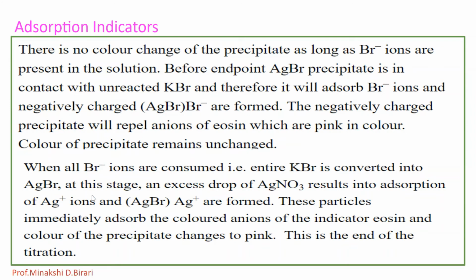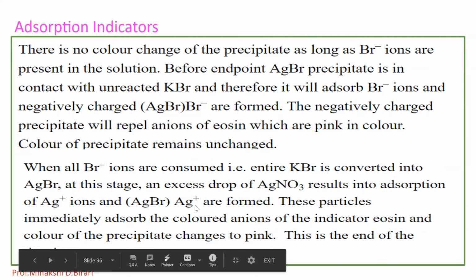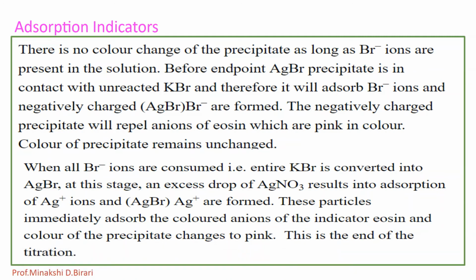When all Br⁻ ions are consumed, that is, the entire KBr is converted into AgBr, at this stage an excess drop of AgNO3 results in adsorption of Ag⁺ ions and AgBr·Ag⁺ is formed. So these particles immediately adsorb the colored anions of the indicator eosin, and the color of the precipitate changes to pink. So this is the end point of this titration.